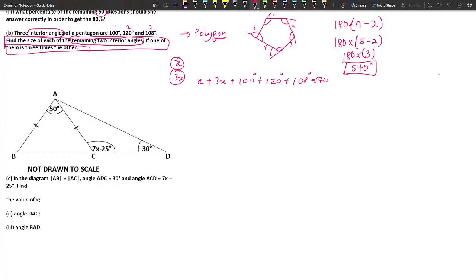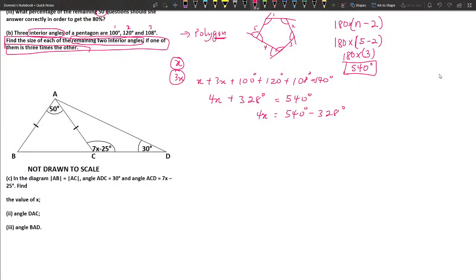So answering it, we just have to simplify. This will end up giving us 4x. And then when we add all this, it should give us 328 degrees equals 540 degrees. And then we have to simplify: 4x equals 540 degrees minus 328 degrees.